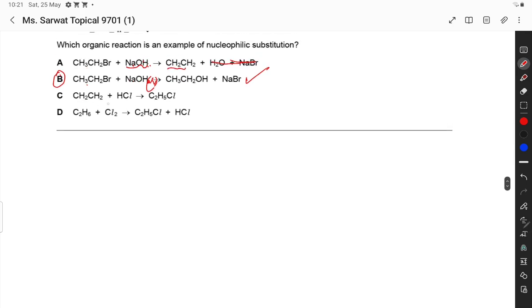CH2, this is an alkene and this is HCl. Which organic reaction is an example of nucleophilic substitution? So this is an addition reaction. You can say this is electrophilic addition, not nucleophilic substitution. And this is free radical substitution.